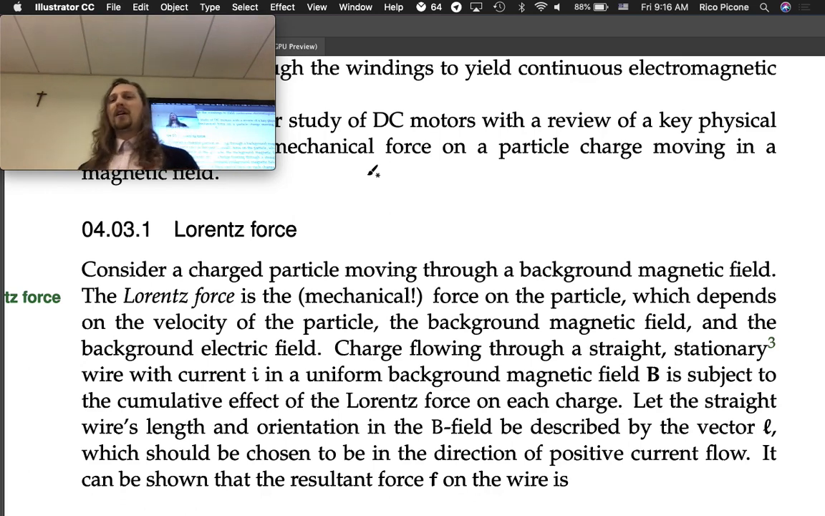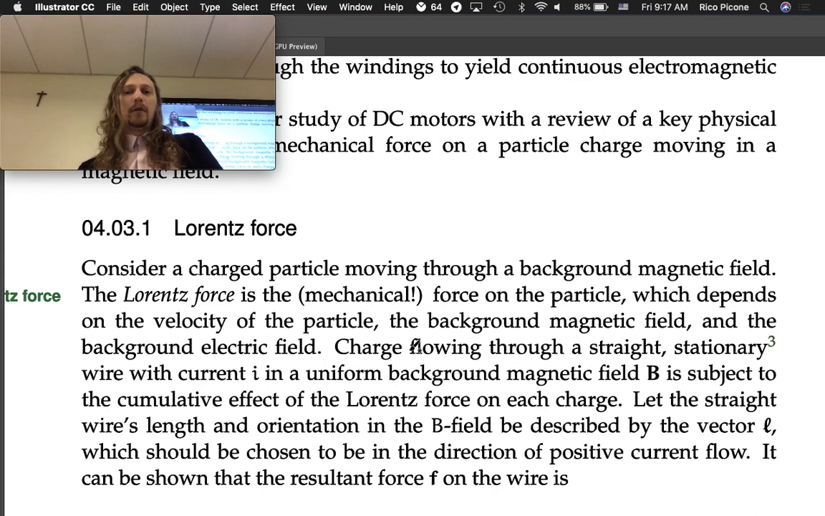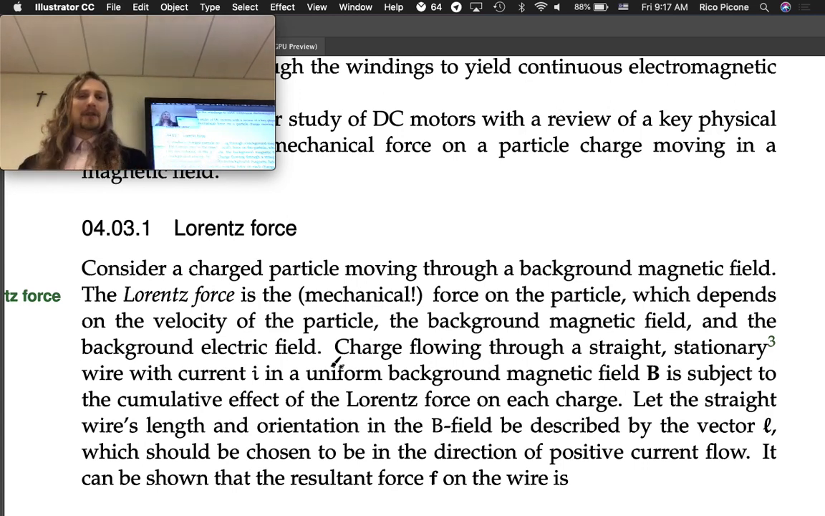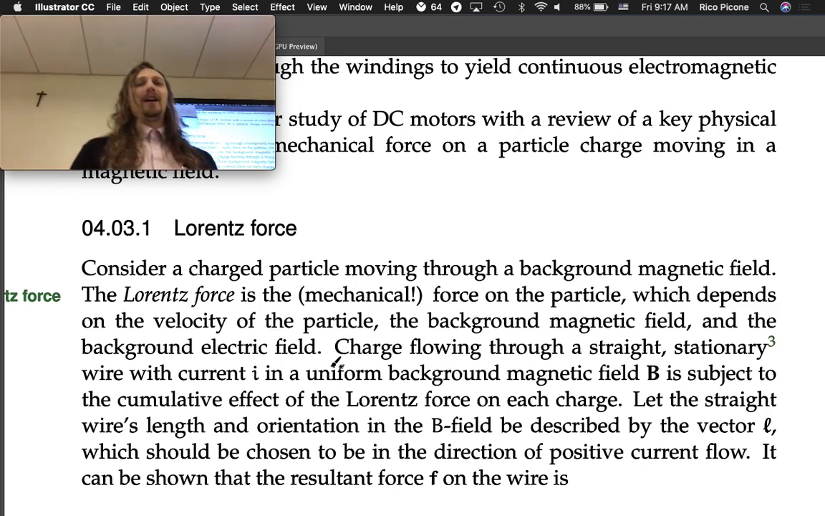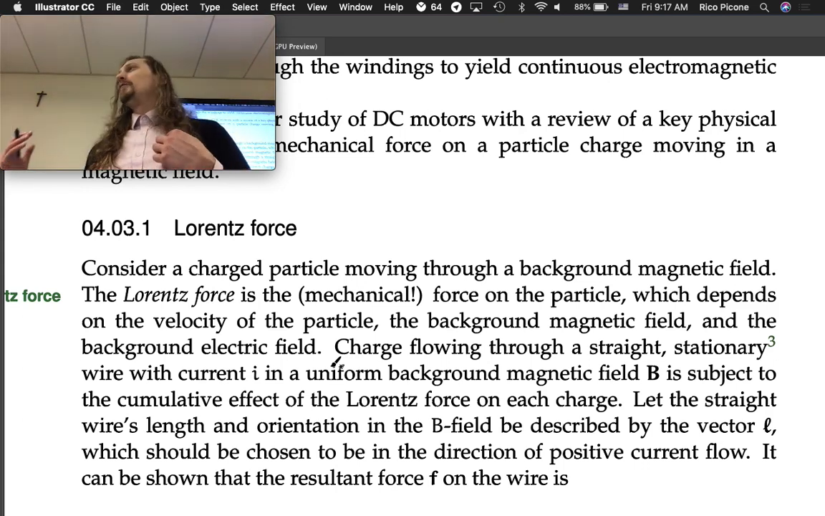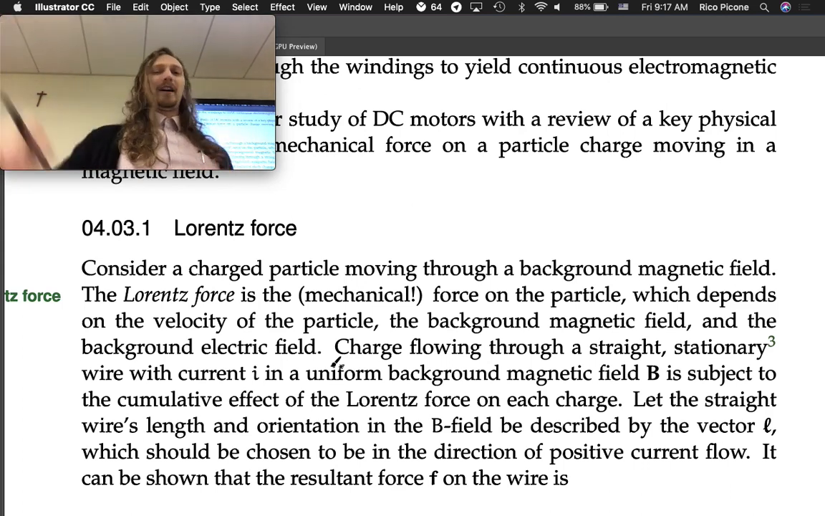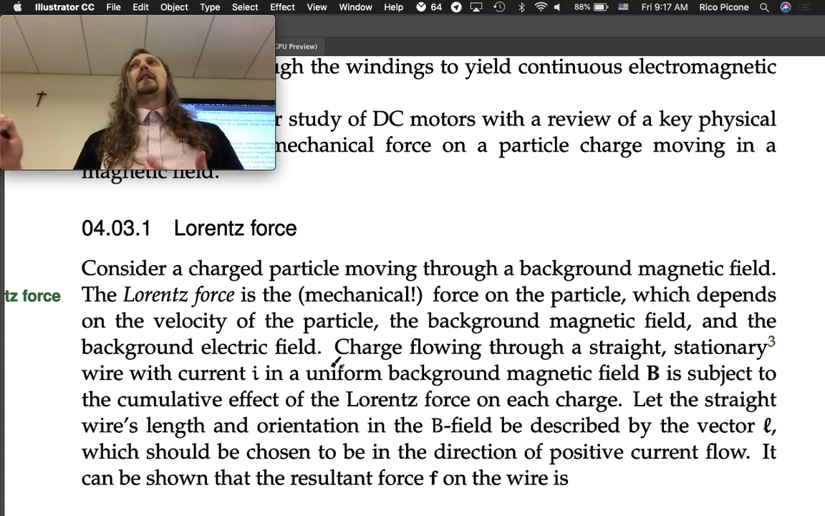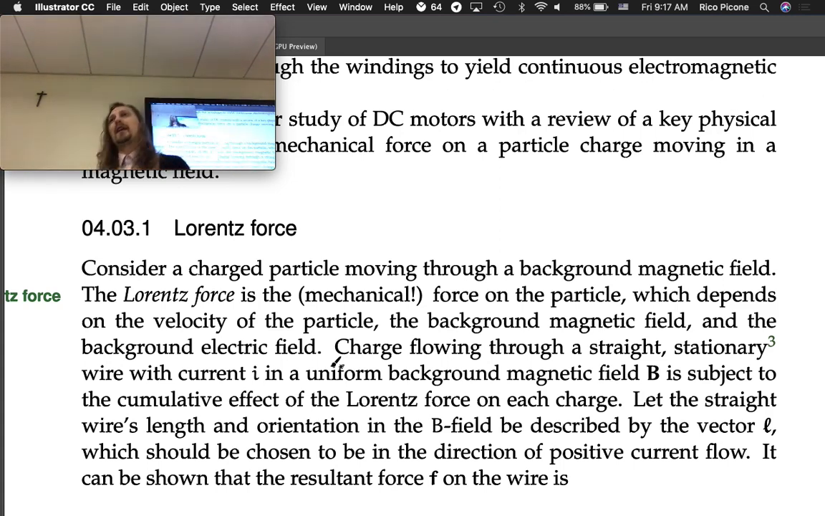So consider a charged particle moving through a background magnetic field. The Lorentz force is the mechanical force on the particle, which depends on the velocity of the particle, the background magnetic field, and the background electric field. So this is the physical phenomenon that's harnessed to convert electrical power into mechanical power. Okay, so this is what it all kind of comes back to.